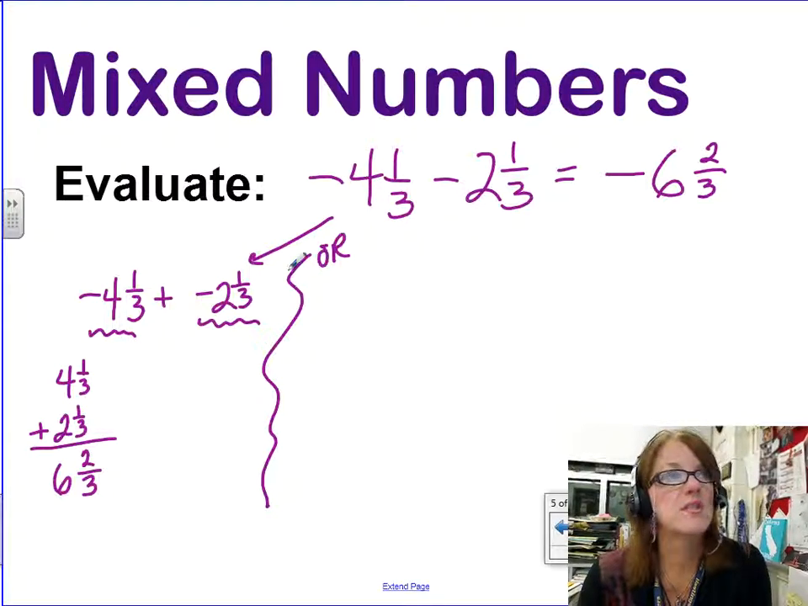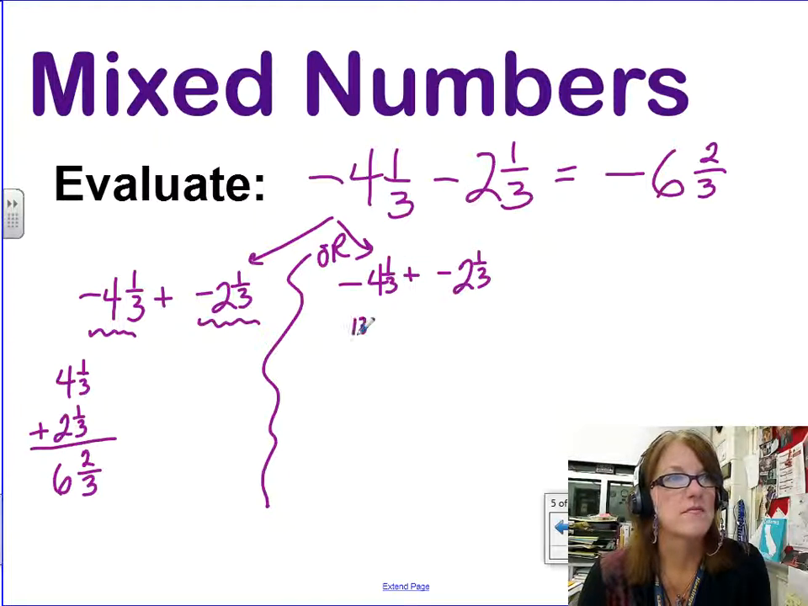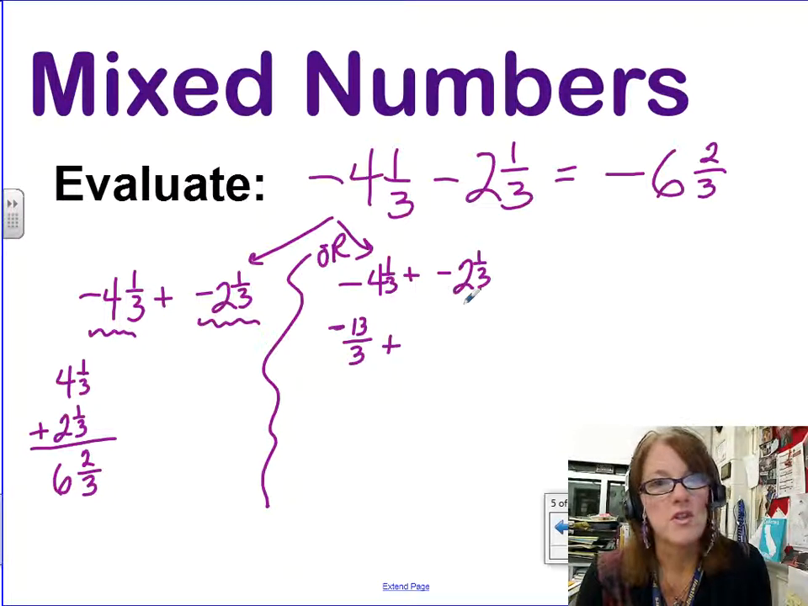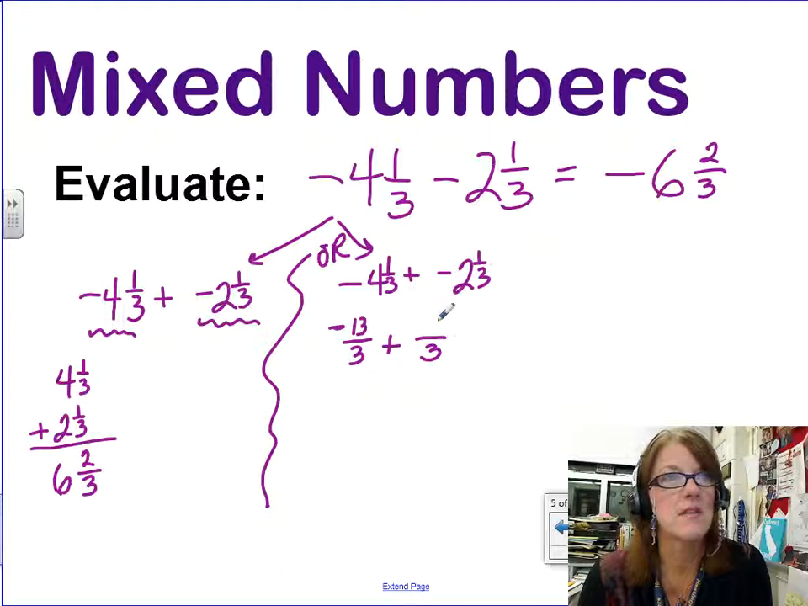Okay, I'm still going to take this first step where I'm thinking of this as negative 4 1/3 and adding negative 2 1/3. But then I'm going to change these both into improper fractions. 4 times 3 plus 1 more is 13 thirds. And it's negative, and I'm going to put the negative sign up there in the numerator. Change 2 1/3 into an improper fraction. 2 times 3 plus 1 more, 6, 7. And put the negative sign up here.